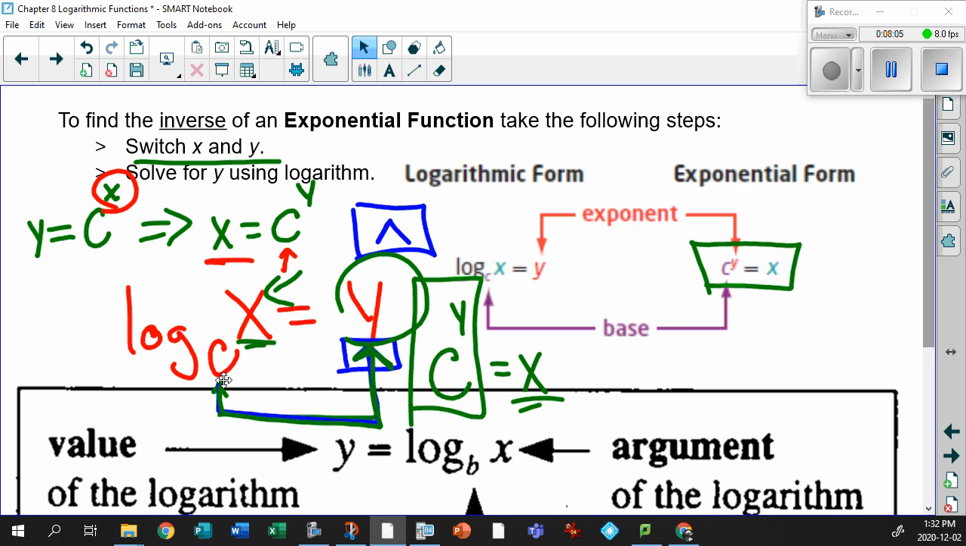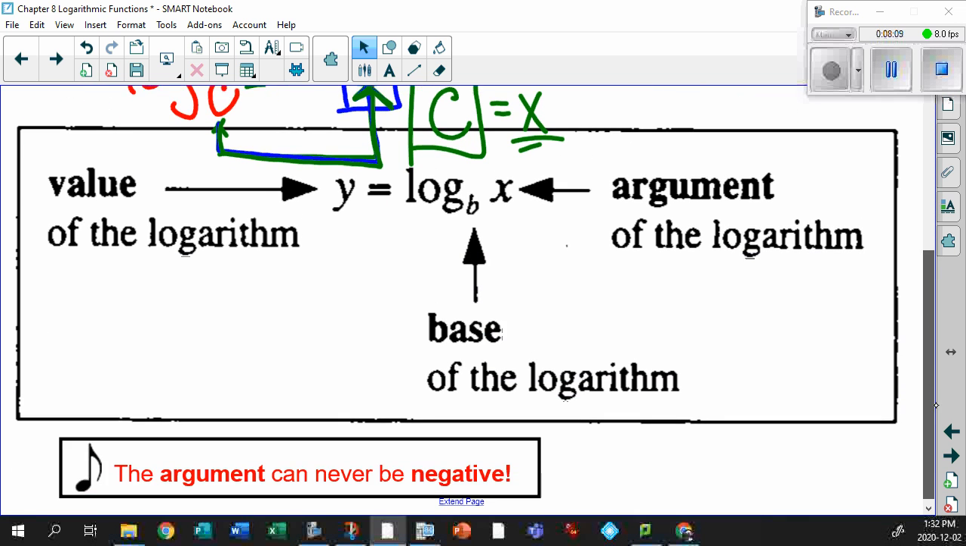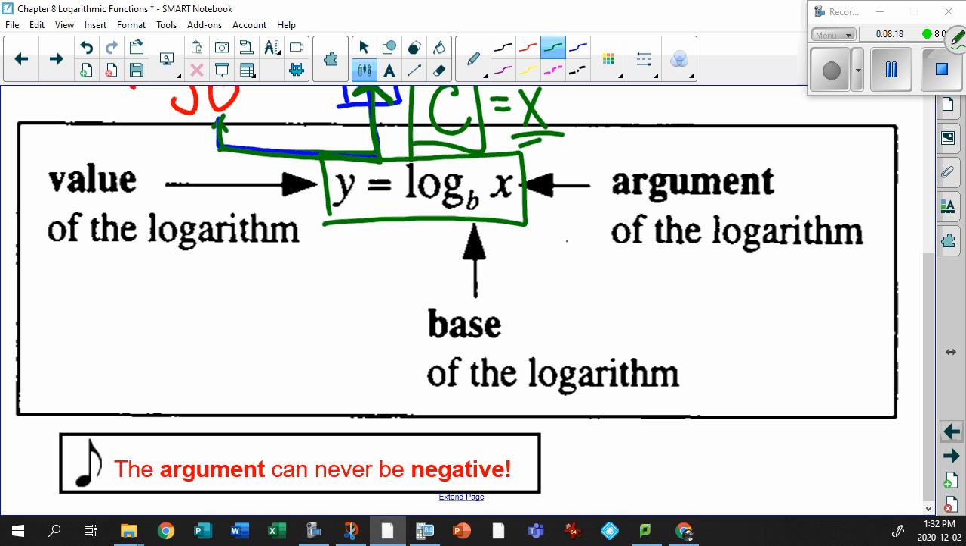Now, there are a couple more things we have to talk about before we go crazy here. Some technical stuff. If I give you a log that looks like this, you know, and I know, you can take that base and raise it to the power of y: base raised to the power of y equals x. So there it is in exponential form. Easy peasy, lemon squeezy.